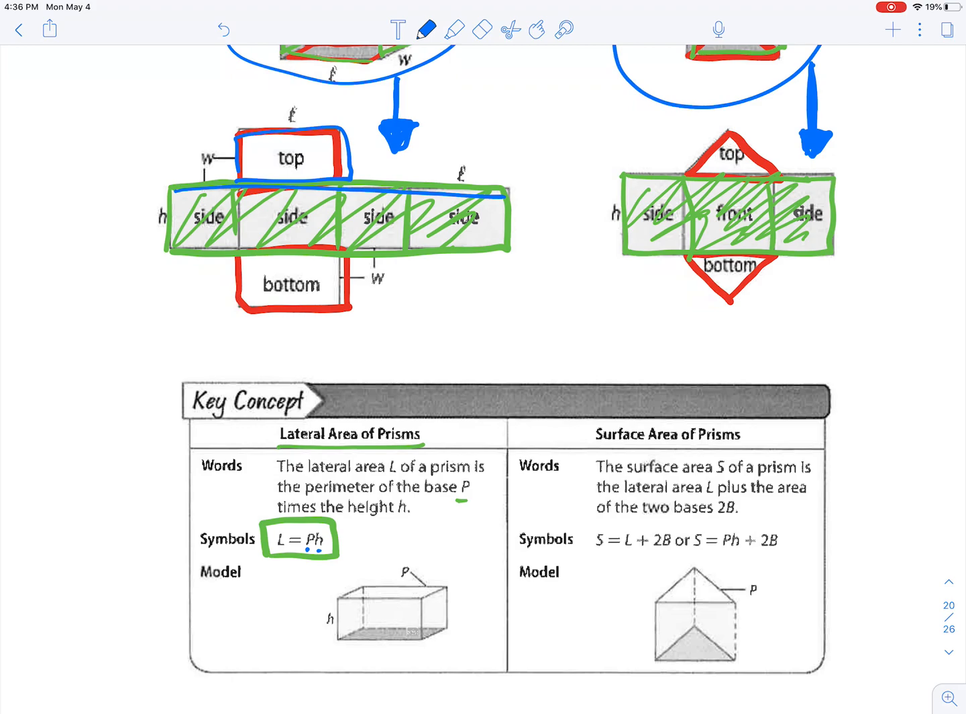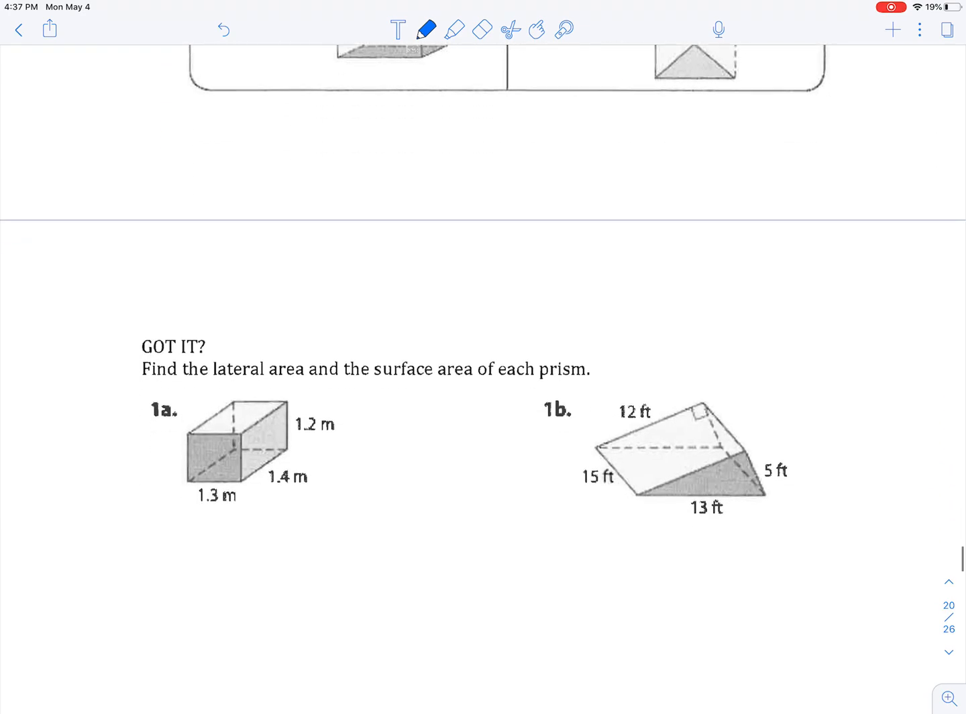Now looking at the surface area. The surface area, remember, is the lateral area plus the area of the bases. So we can start out by saying the surface area is the lateral area plus, well, there's two bases. So 2 times the capital B, which was the area of the base. If it's a triangular prism, it's 2 times the area of a triangle. If it's a rectangular prism, it's 2 times the area of the rectangle. So let's try some of these.